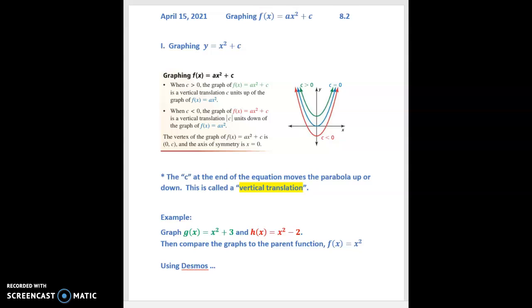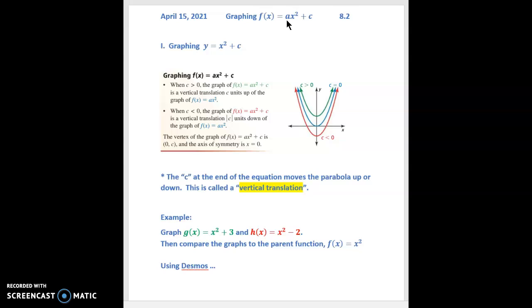So starting out with this first section, Part 1 says graphing y equals x squared plus c. In the first section of this chapter, we did graph y equals x squared, which, by the way, is the same thing as saying f of x equals x squared. And we saw that it was a U-shaped graph called a parabola. We also saw what a did to those graphs.